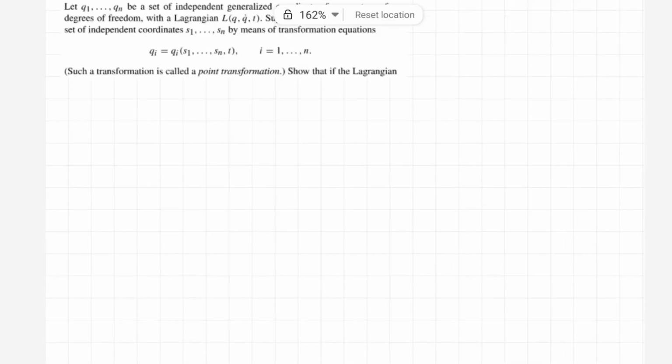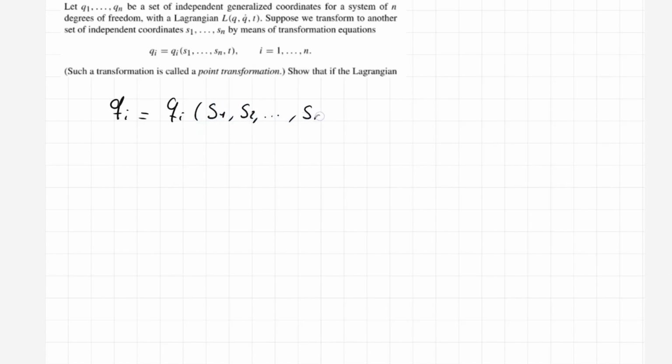Okay, so a point transformation is going to be a transformation of the form qi equals qi, which is going to be a function of s1, s2, all the way up to sn, and the time, where of course n is the number of degrees of freedom of the mechanical system. So if we have a transformation of this form, we are going to name this a point transformation.